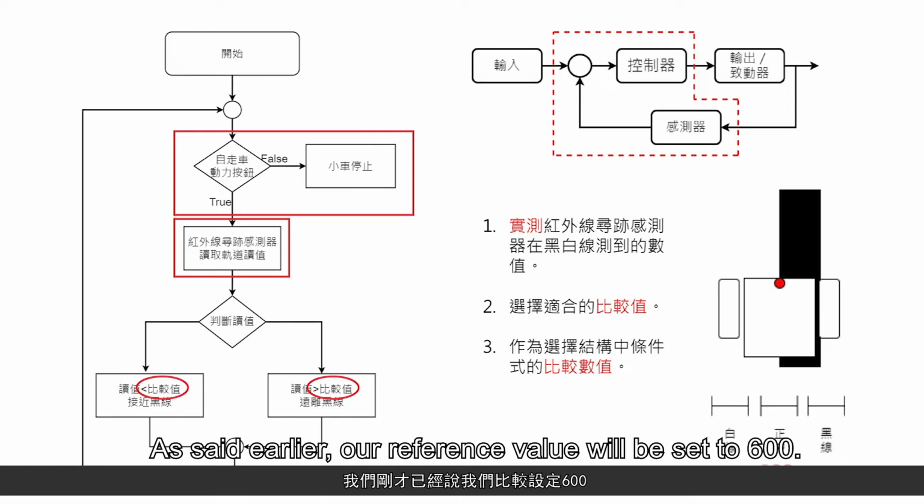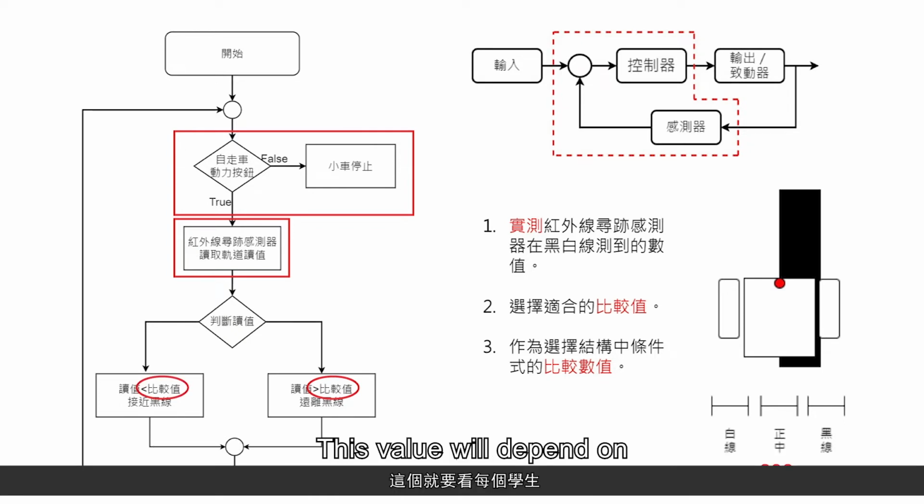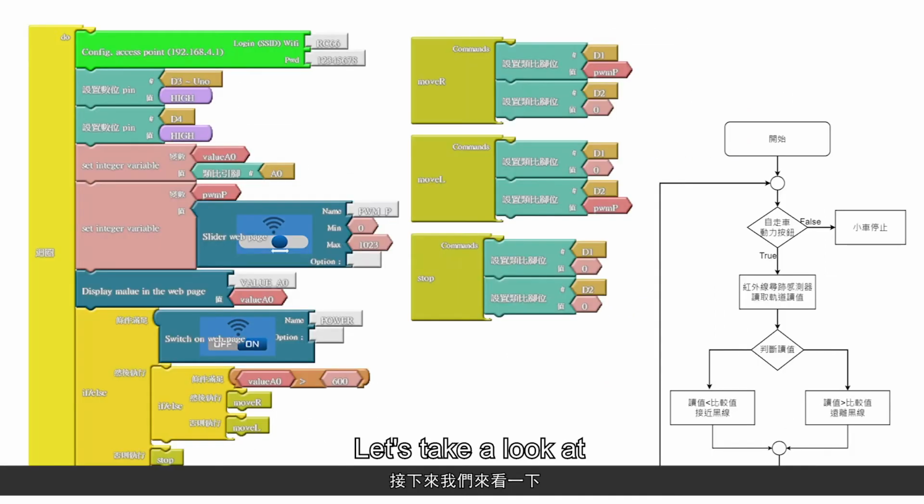As said earlier, our reference value will be set to 600. This value will depend on the actual testing of your vehicle's center of gravity, which should be around 600. If it is greater than 600, it means that it is closer to the black area, so we can make it move away. If it is smaller than 600, it's closer to the white area, so it needs to get closer. Let's take a look at the following program code.